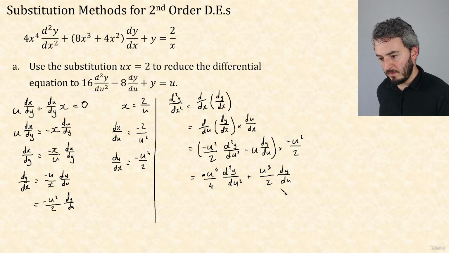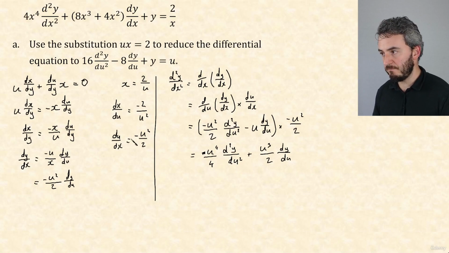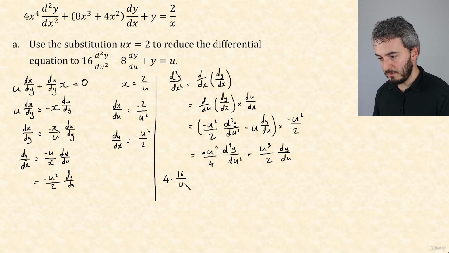Okay, we now have everything we need. We've got the second derivative and we've got the first derivative all in terms of u, so we're ready to substitute all of that into here. Okay, so subbing that into here. Now 4x to the 4 is 4 times x to the 4, which is 16 over u to the 4. That's just using this little substitution here. And that's times u to the 4 over 4 times d2y by du squared plus u cubed over 2 dy by du.